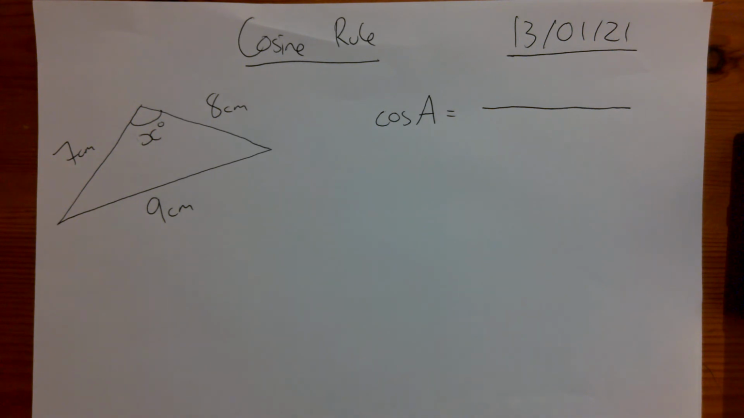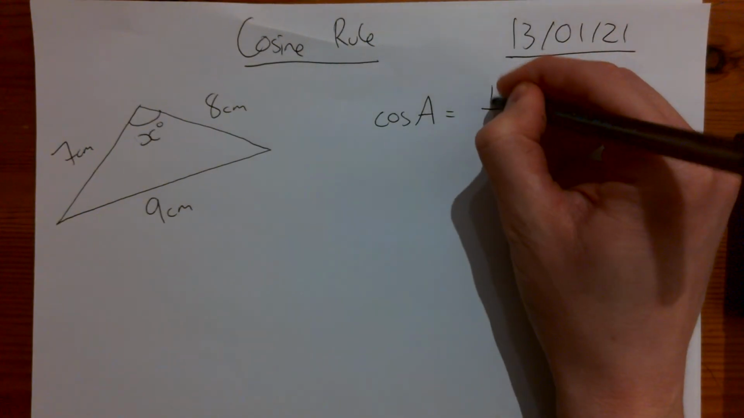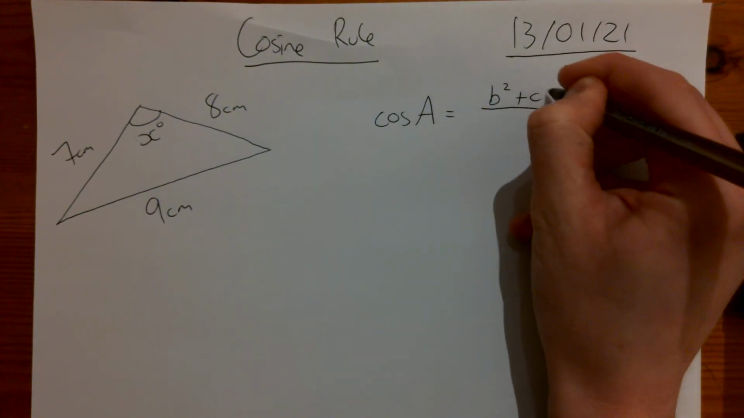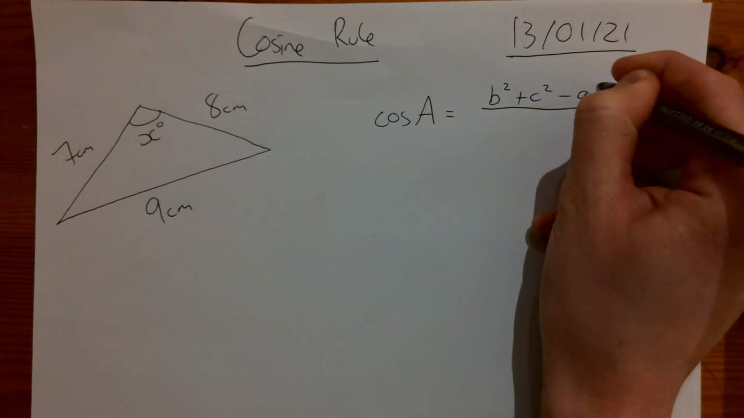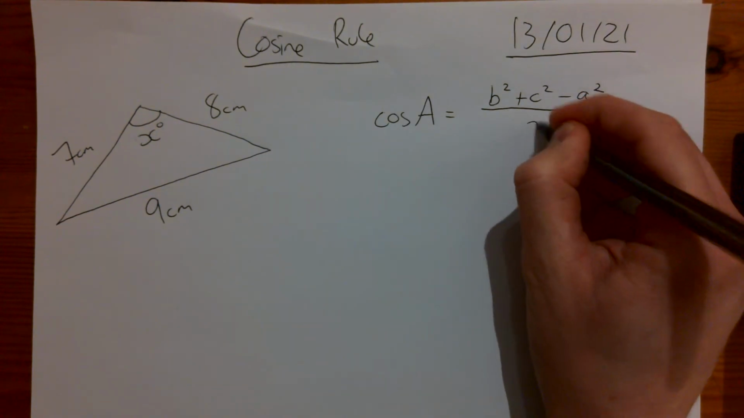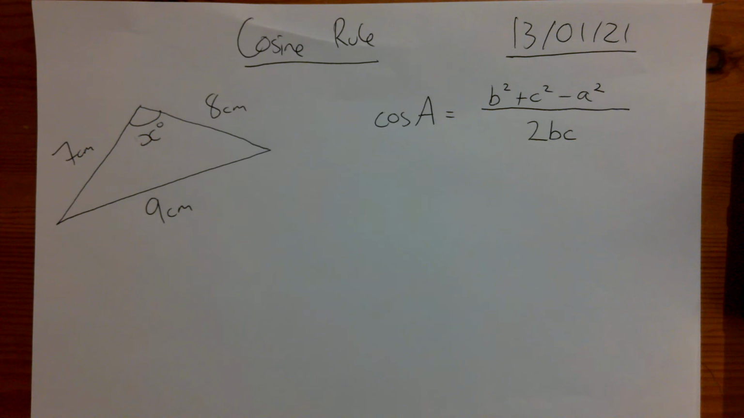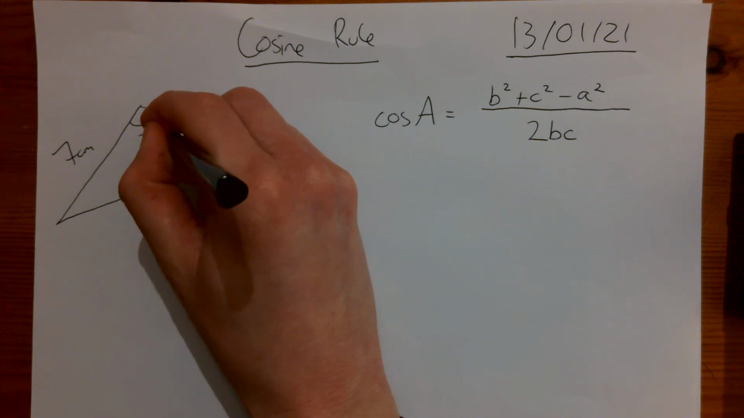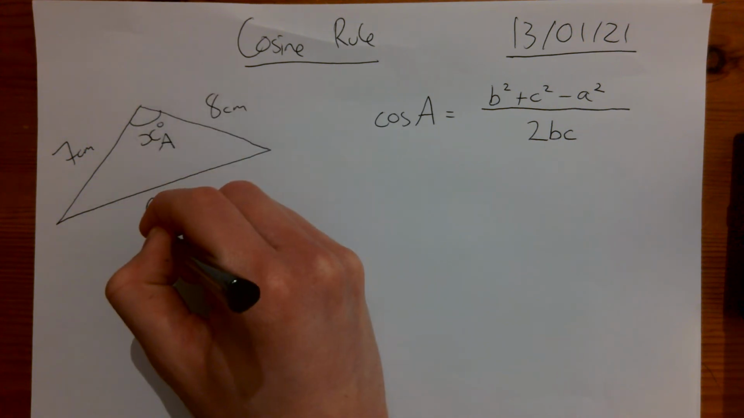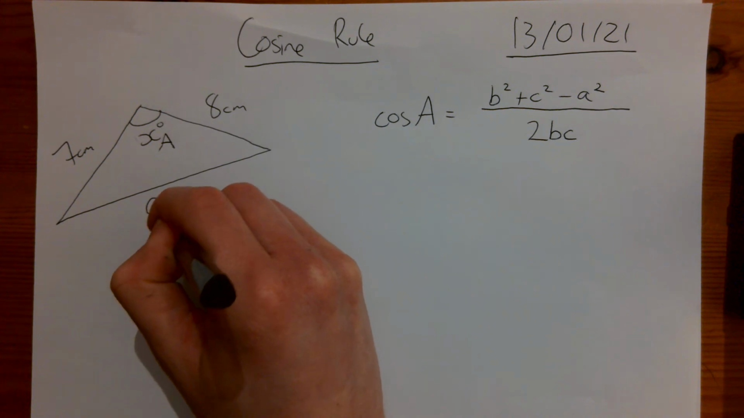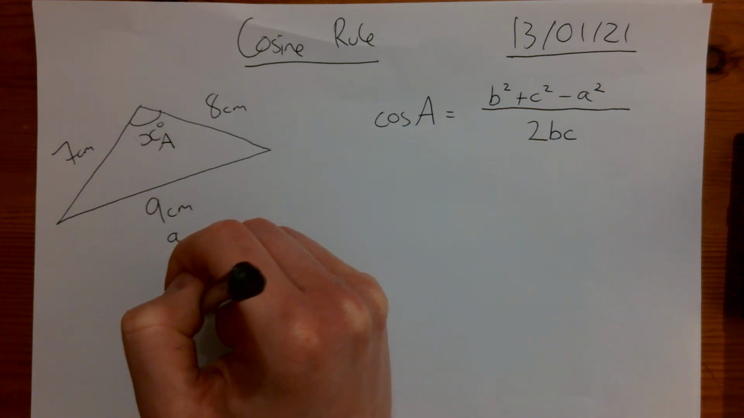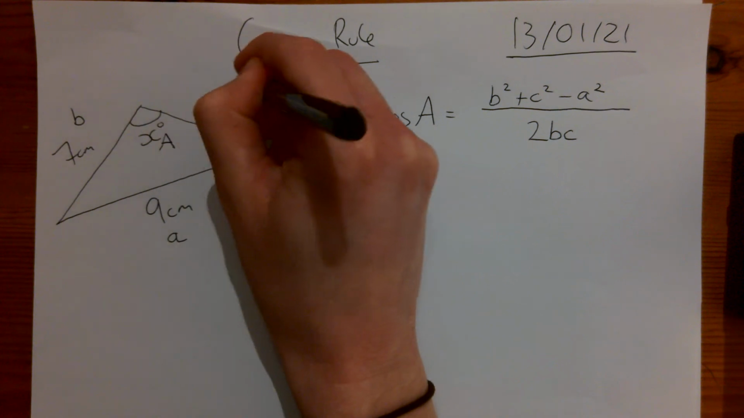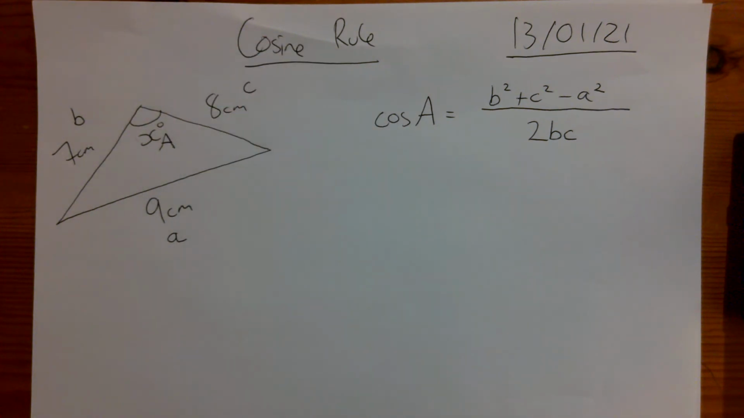And hopefully you got that cos A equals b squared plus c squared minus a squared over 2bc. Don't worry if you didn't remember it. Once you've practiced it more times today, you'll be able to remember it a lot better. And then this angle is going to have to be angle A, and that means that this side is going to have to be lowercase a, and remember, it doesn't matter which way round your b and your c are. Then you need to substitute in, so pause it now and have a go at doing that.